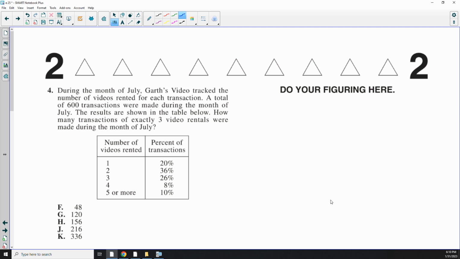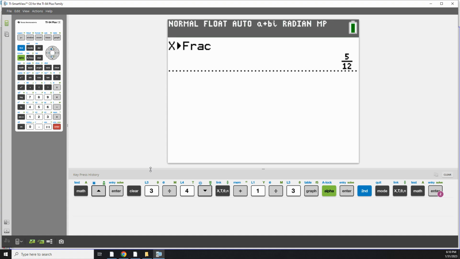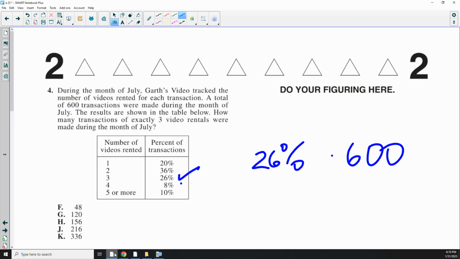Okay, how many transactions of exactly 3 video rentals were made during July? So that would be 26%. Percent is always of 600. So it would be on the calculator 600 times 0.26. And that would give you the answer of 156, choice H.